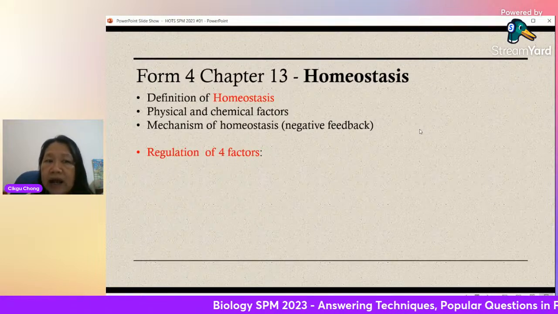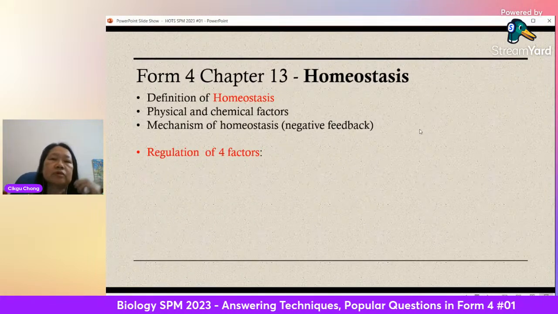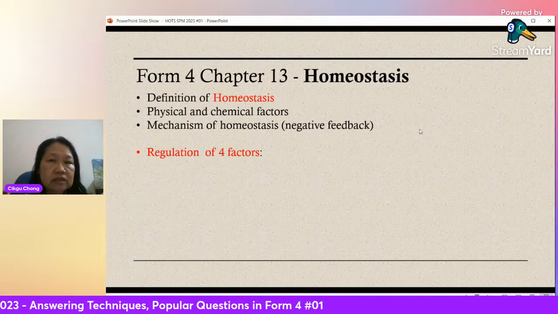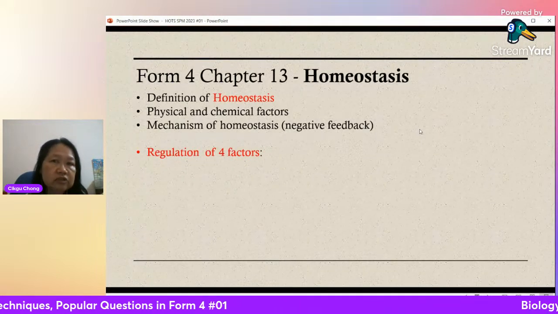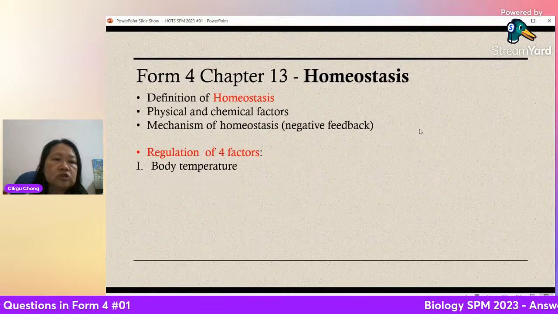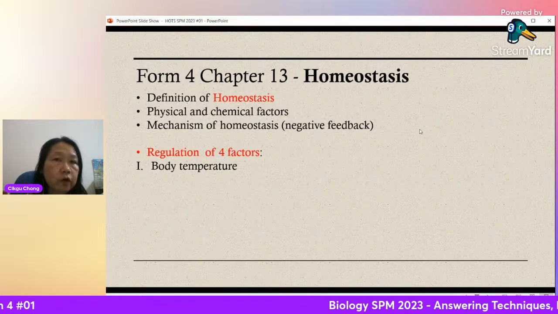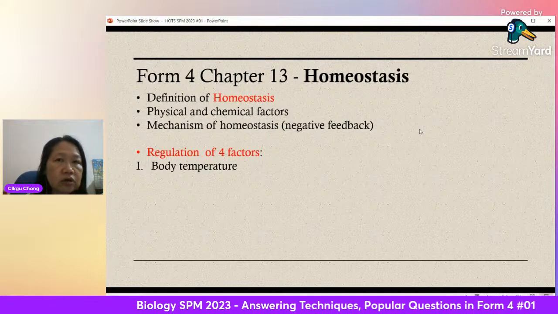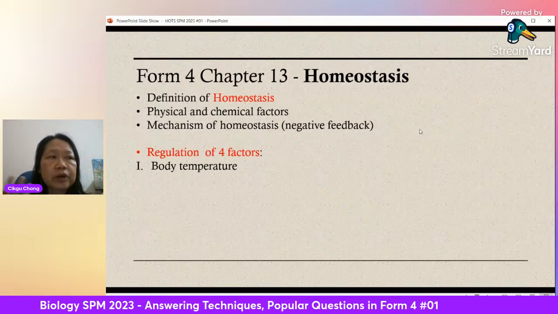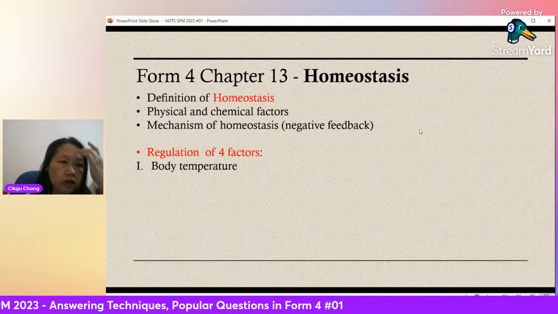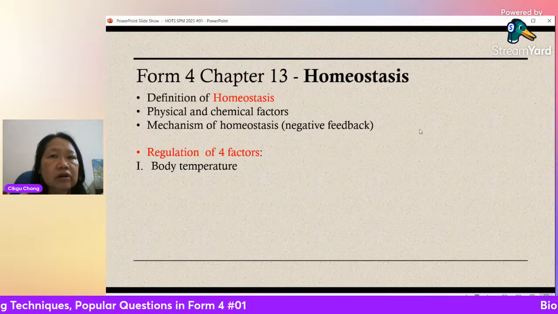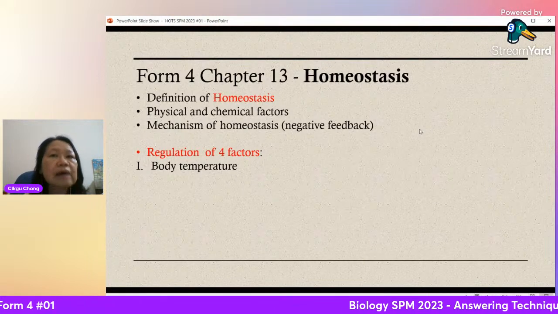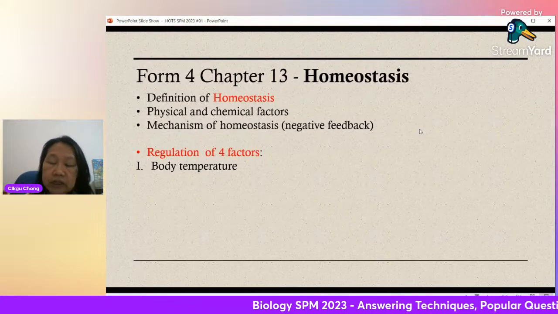What kind of factors will they ask you to explain? There are only 4 factors in your KSSM syllabus that they will ask you, nothing else. They either ask you to explain regulation of body temperature. When you are exercising, you're sweating and so on, so what is your body going to do to bring your temperature back to normal? Or if you drop into an icy lake, you're going to suffer hypothermia. So what is your body trying to do to bring up your temperature? So that is body temperature.